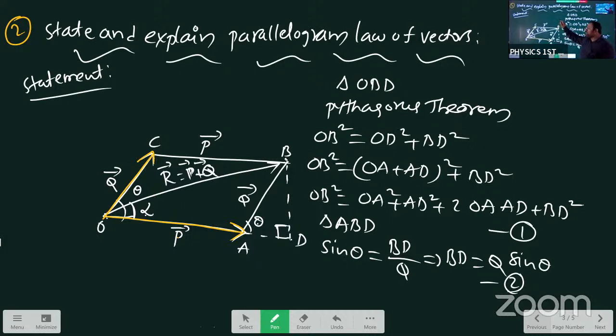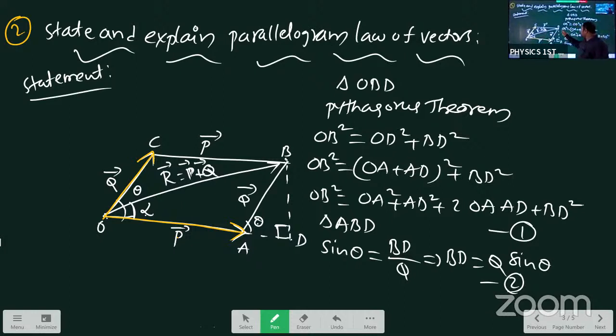State and explain parallelogram law of vectors and direction of resultant. We need derivation of the resultant equation with direction. First, the statement. Two vectors represented by the adjacent sides of a parallelogram, both in direction and magnitude. The diagonal gives the resultant of the two vectors. This diagonal always gives the resultant, and one more thing, the direction, also comes.